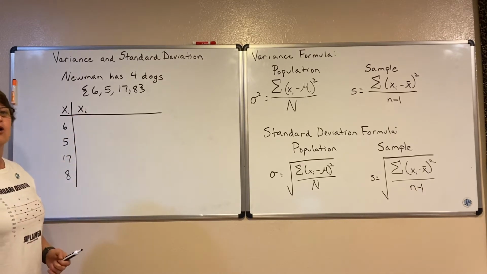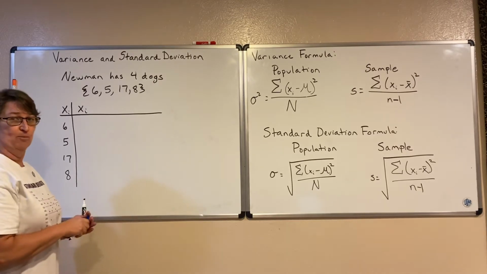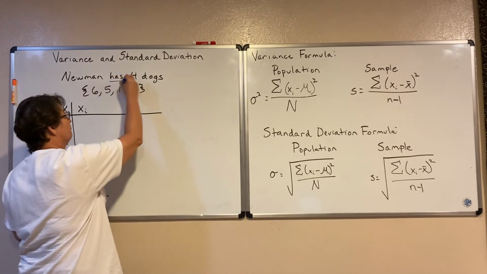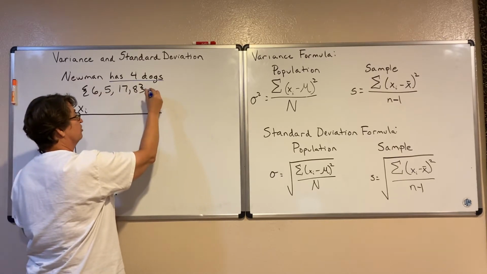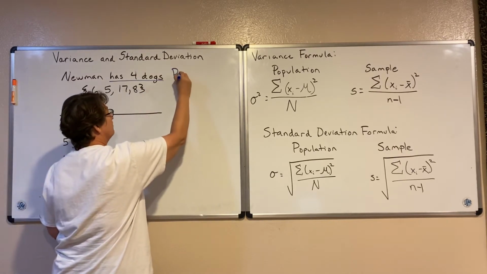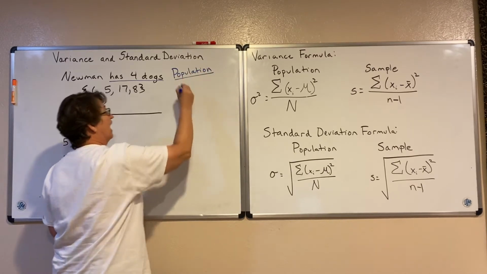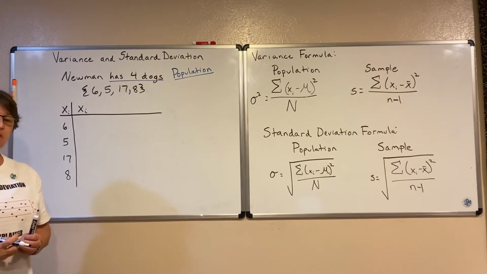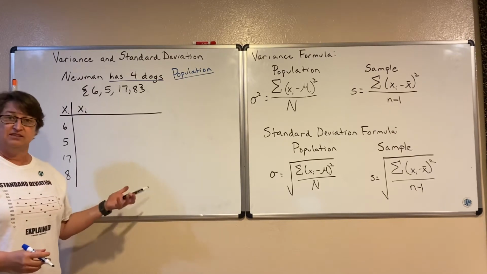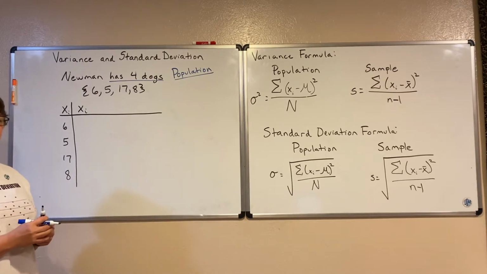Number one, we have to decide, is this a population or a sample? Well, he has 4 dogs, and we've collected the weights on all 4 dogs. So this is a population. It's really important when we're figuring out variance and standard deviation to know where our data comes from. In this case, we collected a census from our whole population. That's going to be important in the end.